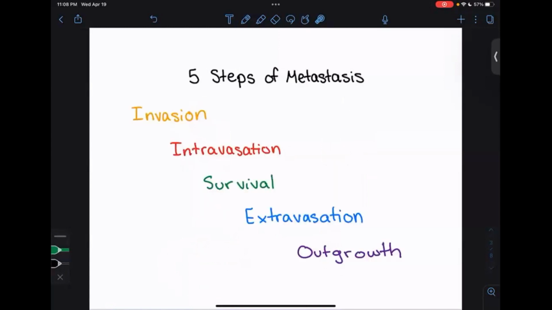There are 5 steps of metastasis, and these steps are usually called the metastatic cascade. The first step is invasion, the second is intravasation, the third is survival, the fourth is extravasation, and the fifth is outgrowth.